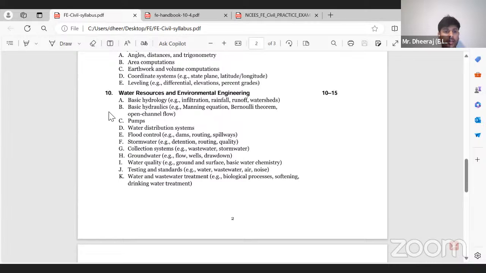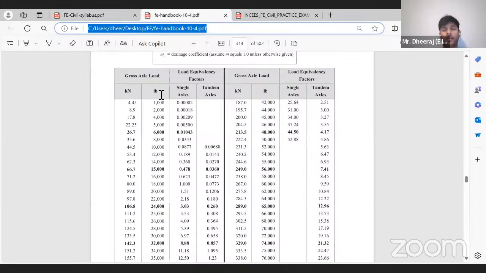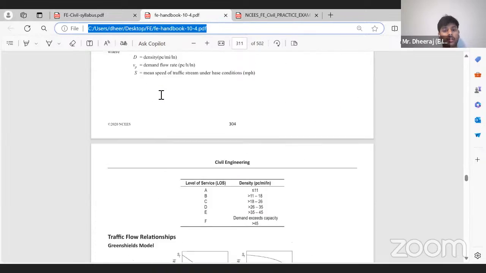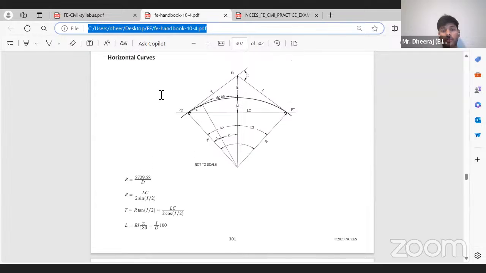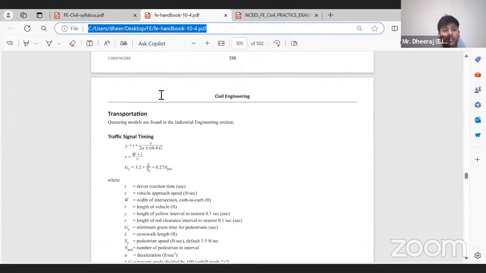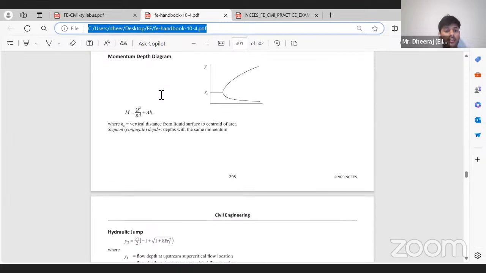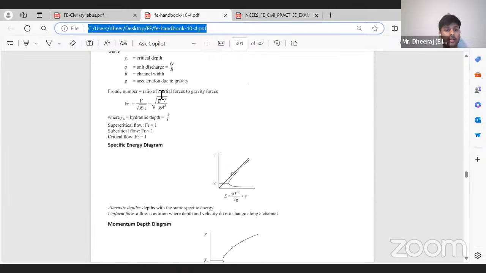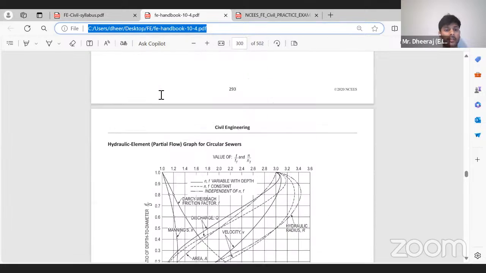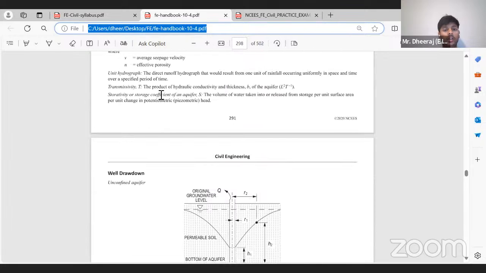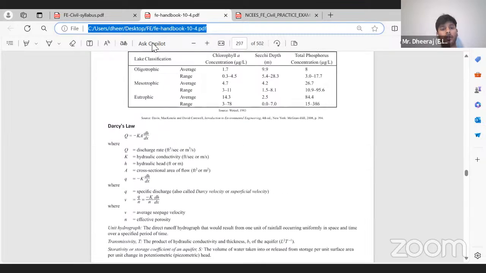And water resources, like the hydrology and all that: the flood control, groundwater, water quality. So these topics are actually in the handbook. Again, this comes under civil engineering. Where is it? Is it before transportation or after transportation? I know it is before transportation. So go all the way up. Yeah, hydrology, hydraulic jump, specific energy. You see here, all the topics are already here, so you need not remember anything. When you have a question, come to the handbook, search for the formula and solve it.